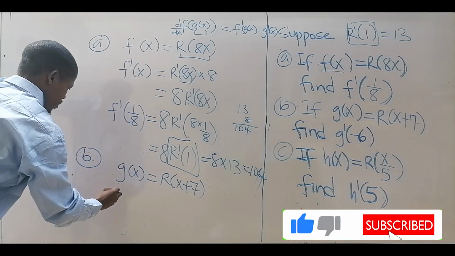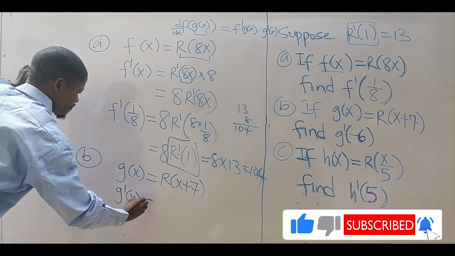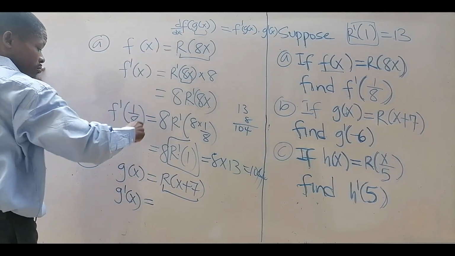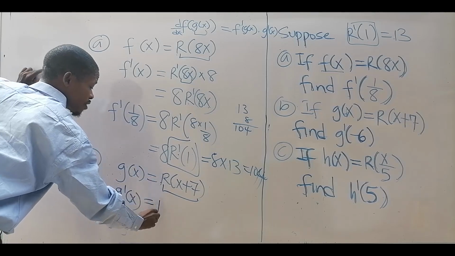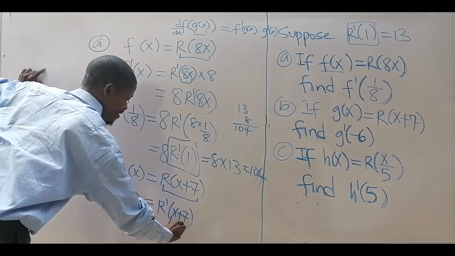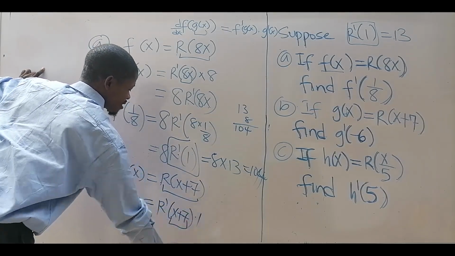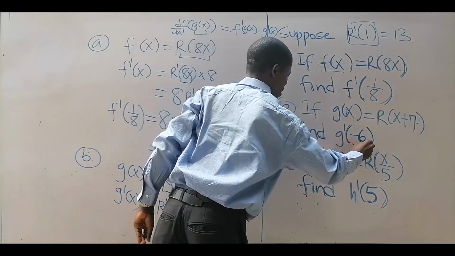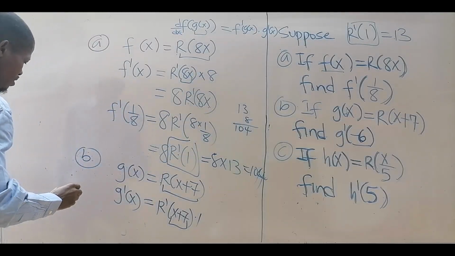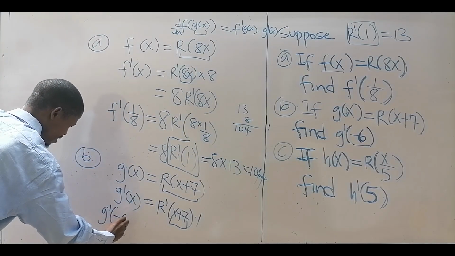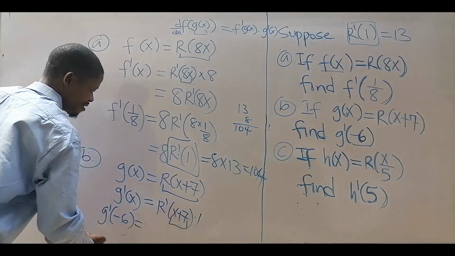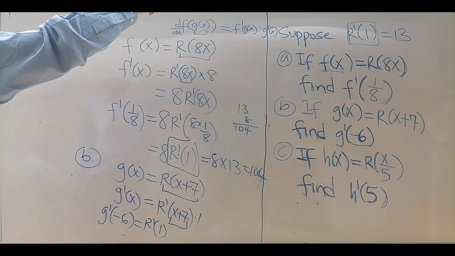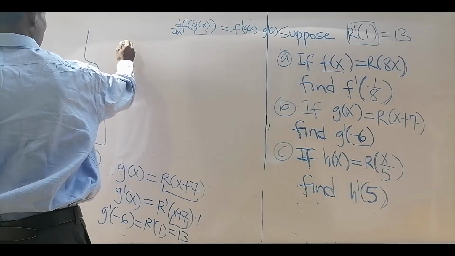What we are going to do, we are going to get the g prime, which is the derivative of this function. We're going to apply this same chain rule. That will be the derivative of the outer function times the derivative of the inner function. And that's what times 1. Then the next thing to do now is to plug in the given point, which is minus 6. So that will be g prime of minus 6. Minus 6 plus 7 will give you 1. R prime of 1 is what? It is 13.